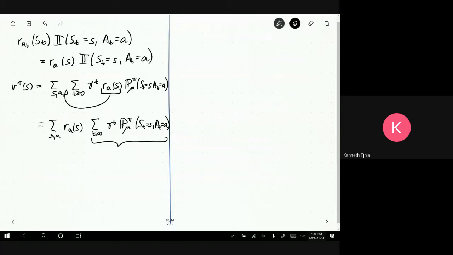is just the discounted occupancy measure, the value it assigns to this state action pair (S, A). So this is indeed equal to the inner product of this discounted occupancy measure under mu and pi and the immediate reward. All right?